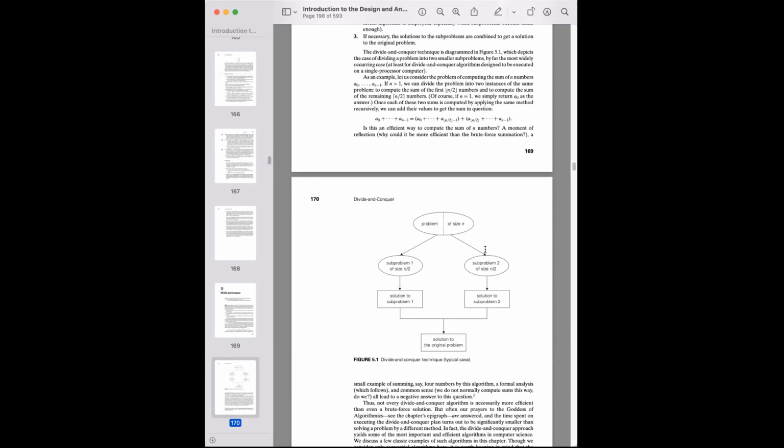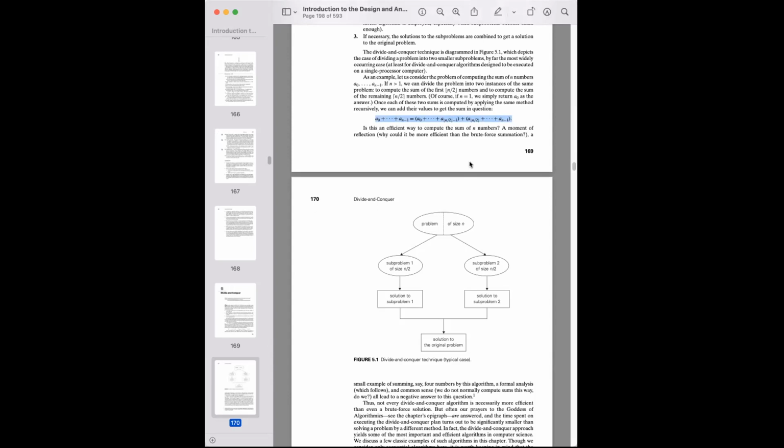Okay, so they give an interesting example here. What if we were going to take the sum of n numbers, a0 through a(n-1)? Okay, so as long as n is bigger than 1, we can divide this up into two instances of the same problem. We're going to take the first half, add those together, the second half, and add those together. Okay, so that's a divide and conquer. We've divided the problem into n divided by 2, roughly, steps. We're going to then put them together.